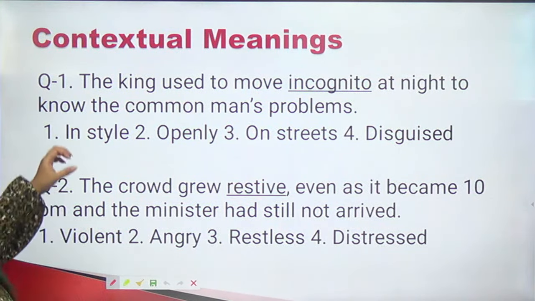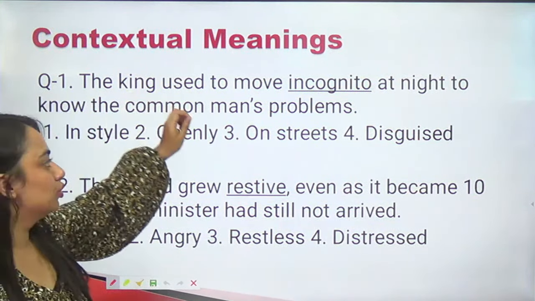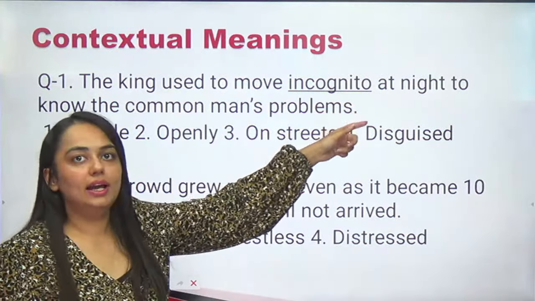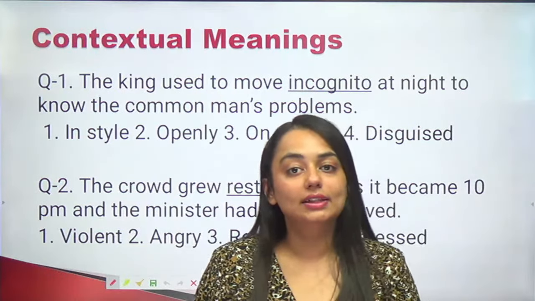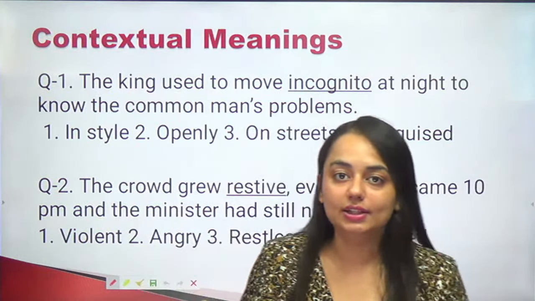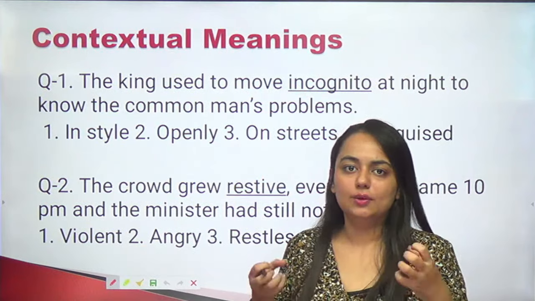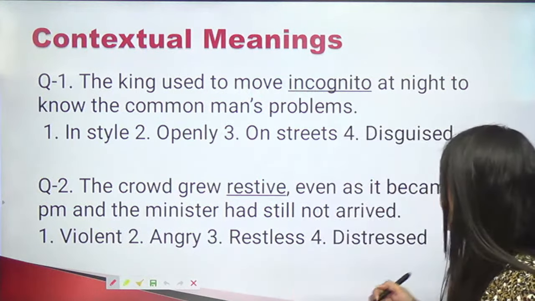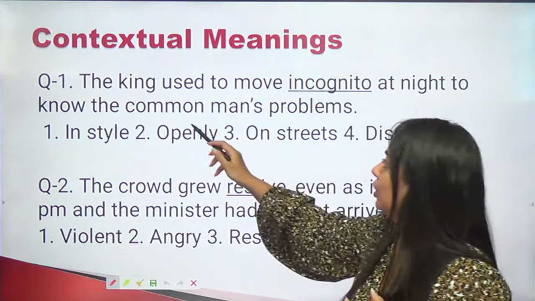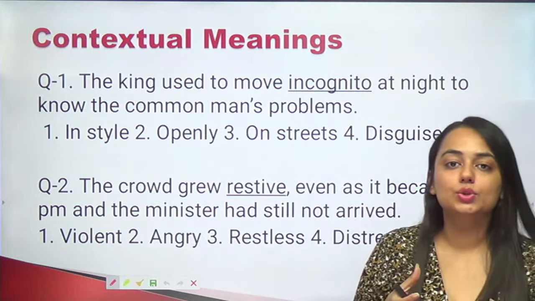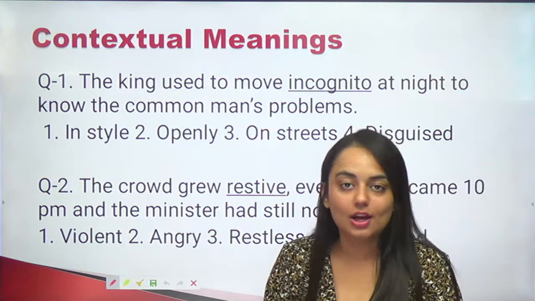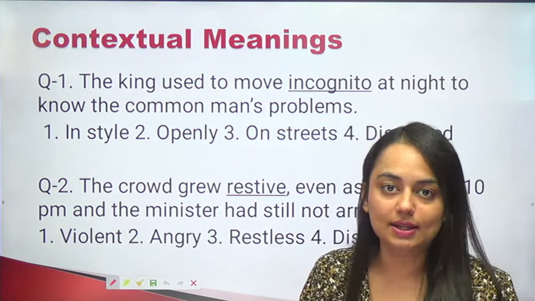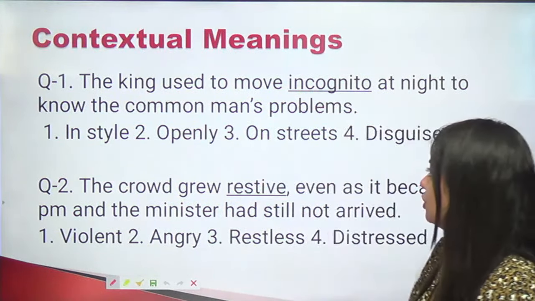Right, so if you look at the context, the king used to move incognito at night. Now that he is moving at night time and not at daytime, not in the light, it must be something that he wants to hide from people, right? So at night, to know the common man's problems, he is doing this particular activity in the darkness so that no one recognizes him. So what can be the meaning of incognito?